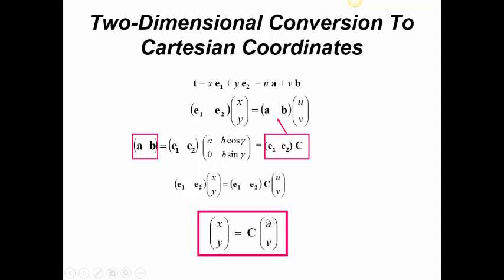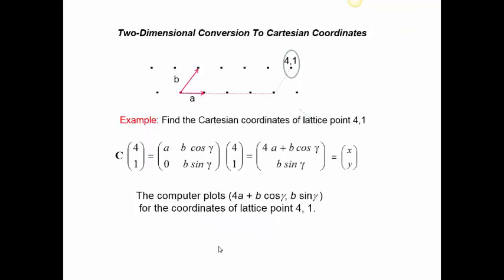That means if you start out with the lattice, which is the U and V scalars, and you operate the C matrix on top of that, you're going to get the components necessary to plot. That's what you're going to put into your MATLAB programs.